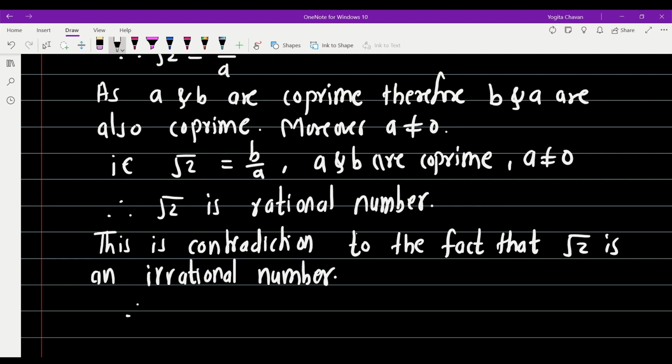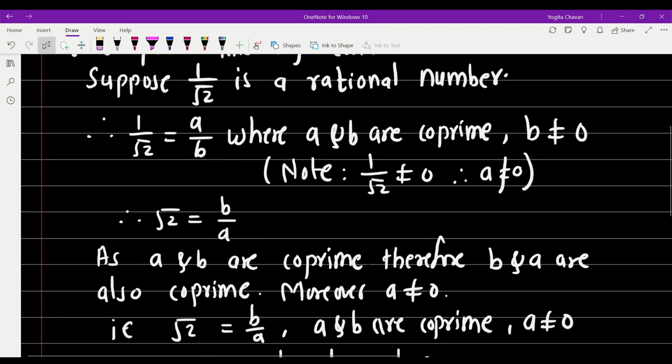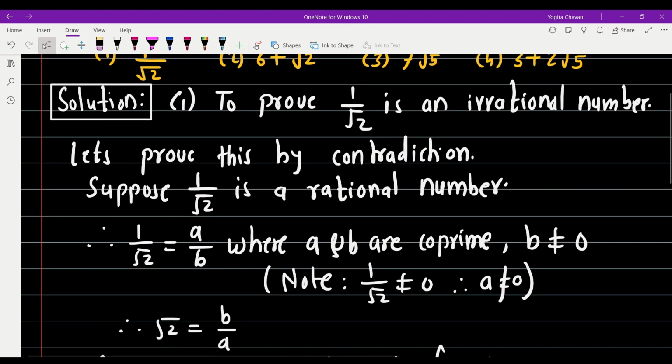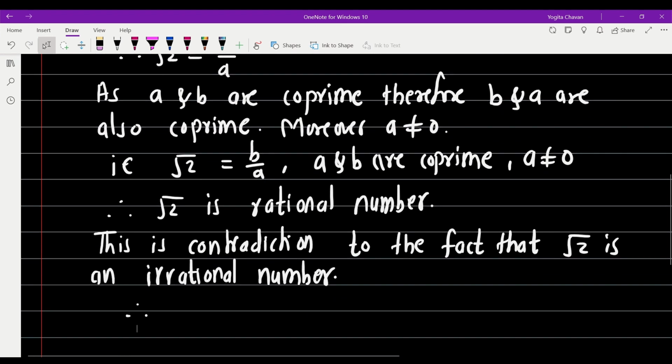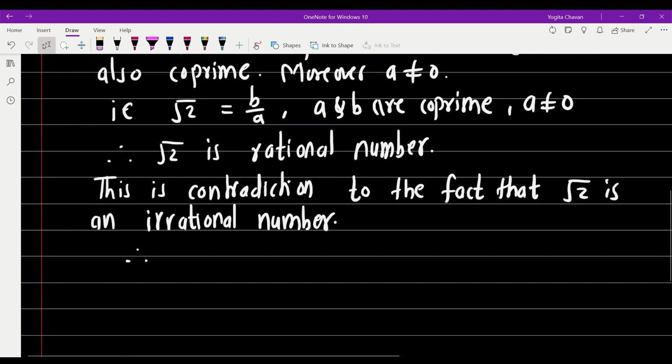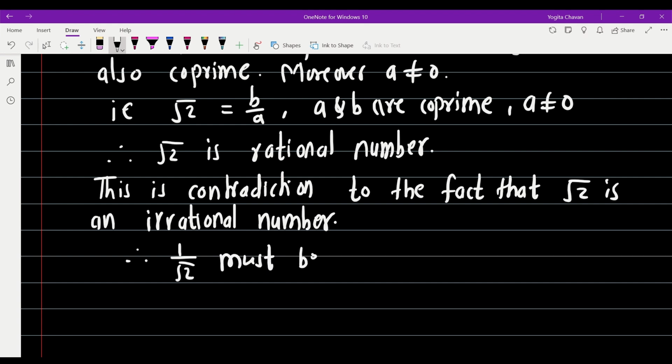And why do we get this contradiction? Because at the beginning we assumed that 1 by root 2 is a rational number. So at the end we get root 2 is a rational number. This is not true. Therefore our assumption is wrong. So 1 by root 2 must be an irrational number.